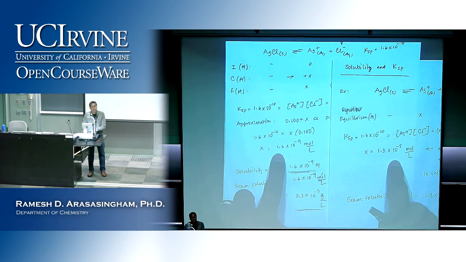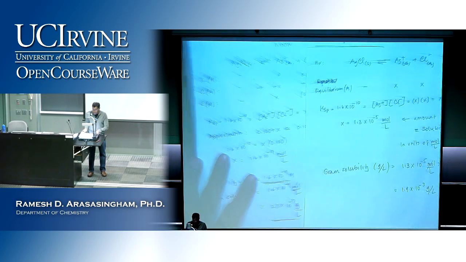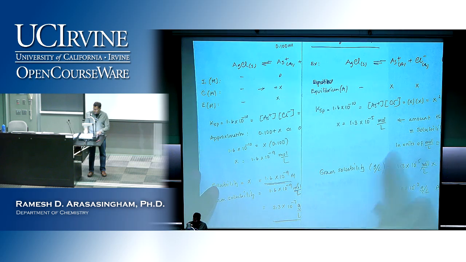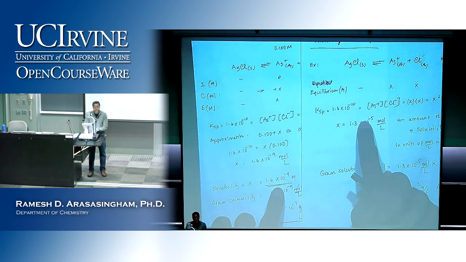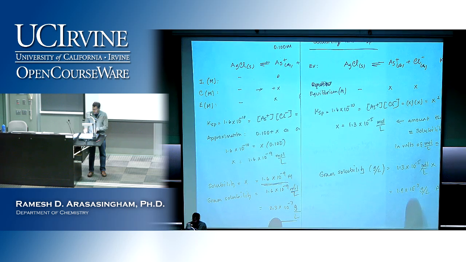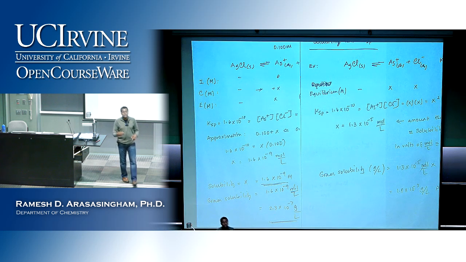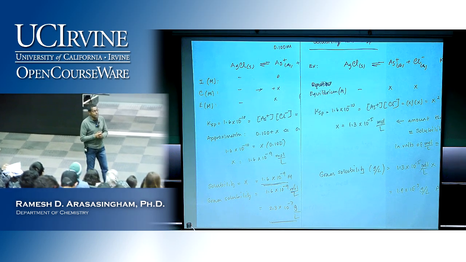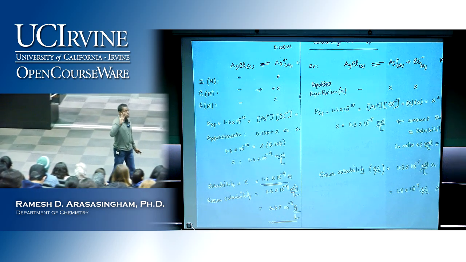Can you see the two numbers? All right? If you put them side by side, you can compare these two numbers. If you want to compare gram solubility, you can compare these two numbers. Overall, the difference is approximately 10,000. Can you see the difference between the two numbers is approximately 10,000, or 4 orders of magnitude?